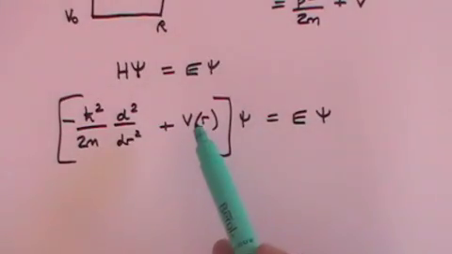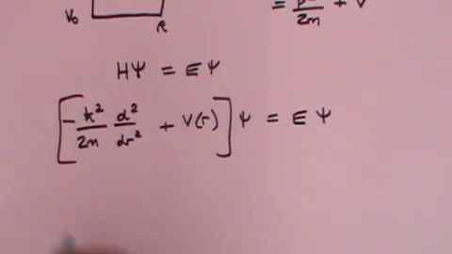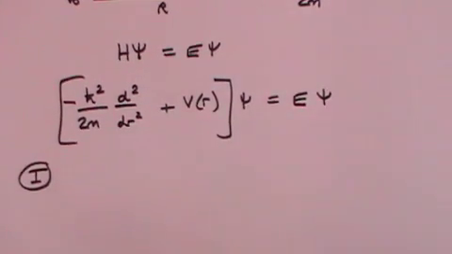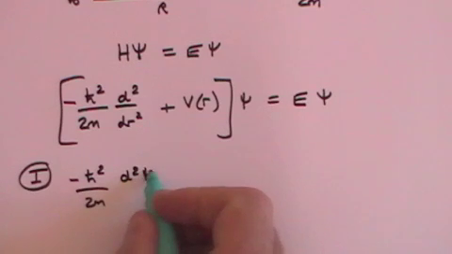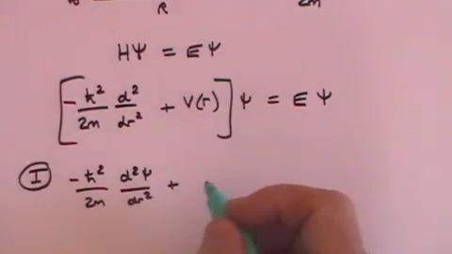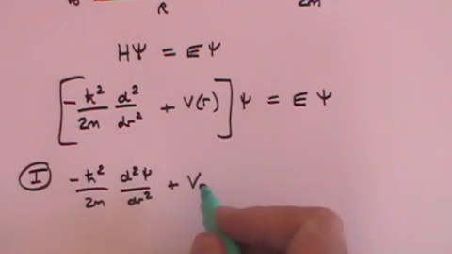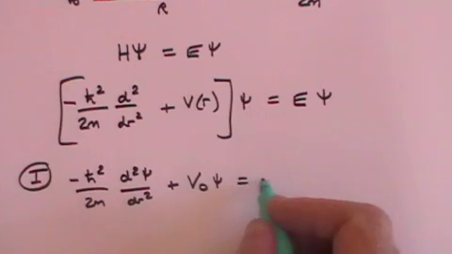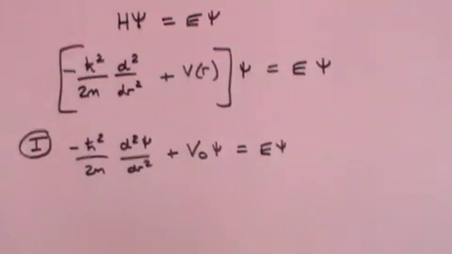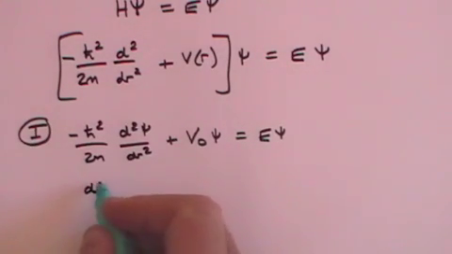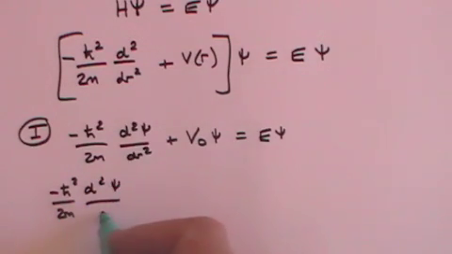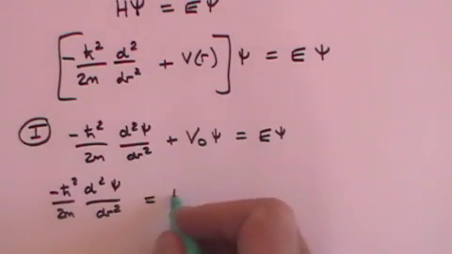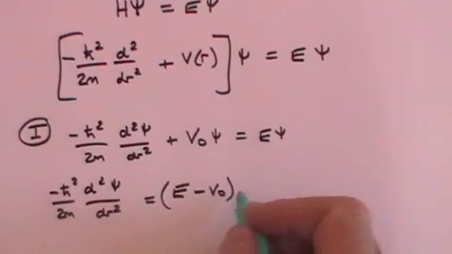So this term won't exist outside the box. So let's first of all do inside the box. So this is zone 1, as it were. Inside the box, I've got minus h bar squared over 2m d2 psi by dr squared plus, and now inside the box V is V0, so it's going to be V0 psi equals E psi. And that means, well, I better do it in stages, minus h bar squared over 2m d2 psi by dr squared is equal to (E minus V naught) psi.